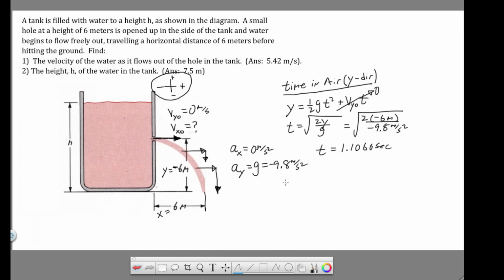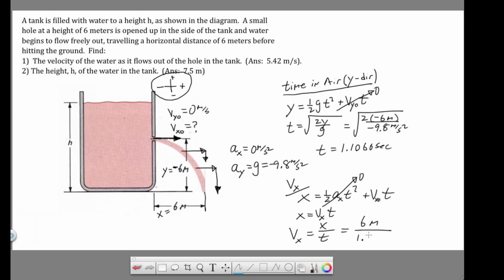So now that we have time in the air, we can solve for Vx, which is what the first question is asking for, the velocity of the water as it leaves the hole. So again, the first kinematic, I'm going to write it for the x direction, 1/2 a t squared, where that's an x acceleration, plus Vx initial t. There is no acceleration in the x, so this first part of the equation goes to 0. So we're left with x equals Vx t. Vx is x over t, where x is the horizontal displacement, which is also 6 meters. And then we now know the time, 1.1066 seconds. So this gives the answer to the first question, which I'm going to round to the hundredths place, 5.42 meters per second.